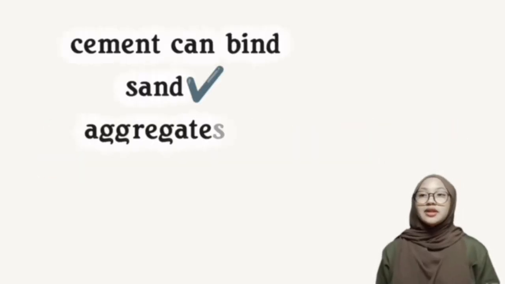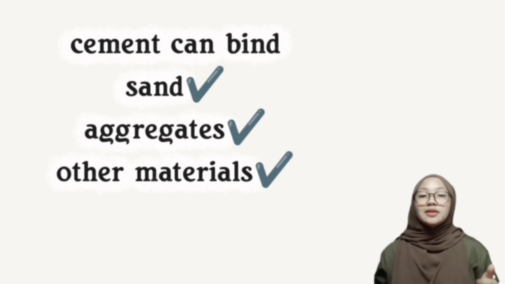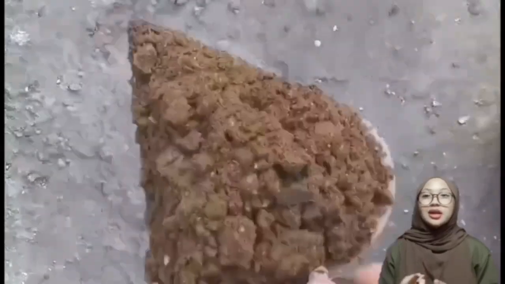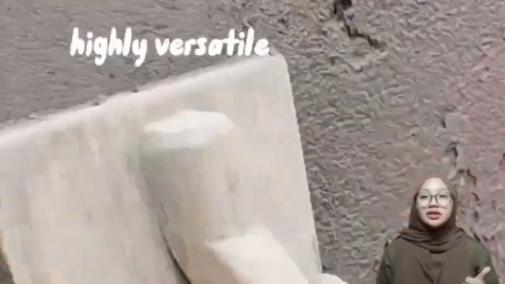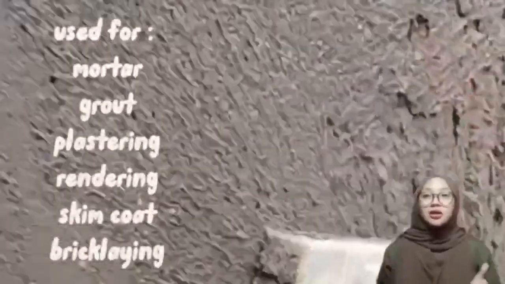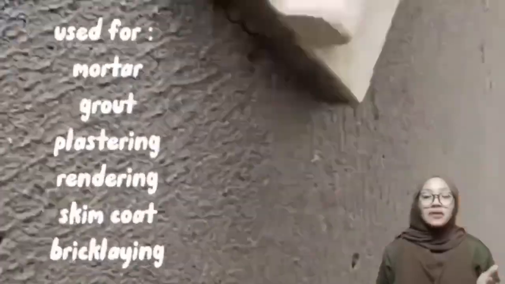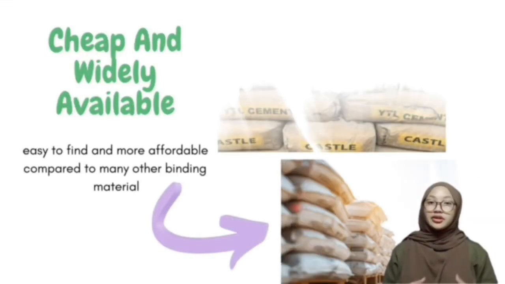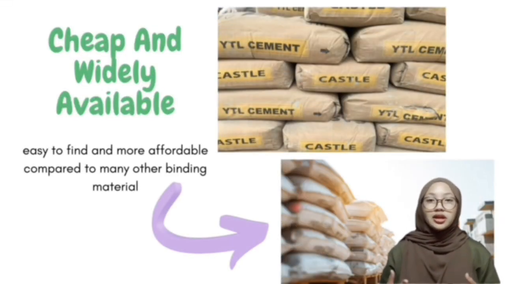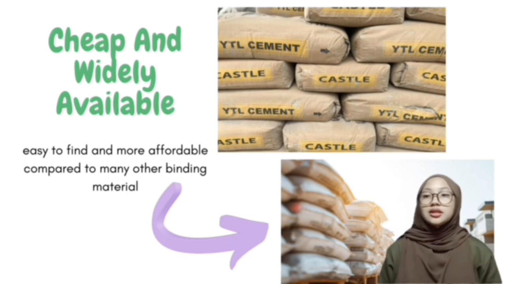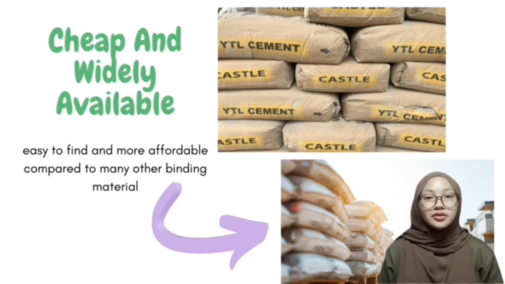The advantage of cement is that it is a strong body material, which means cement can bind sand, aggregates, or other material to form mortar or plaster. The second one is that cement is highly versatile, used for mortar, grout, plastering, skim coat, and bricklaying. The next one is cheap and widely available, which means cement is easy to find and more affordable compared to many other binding materials.